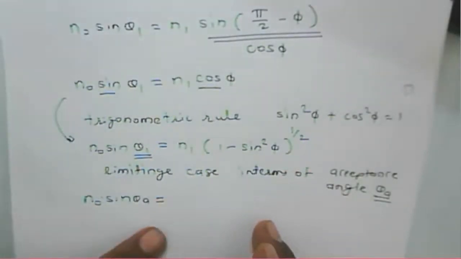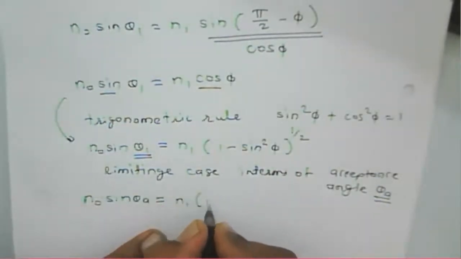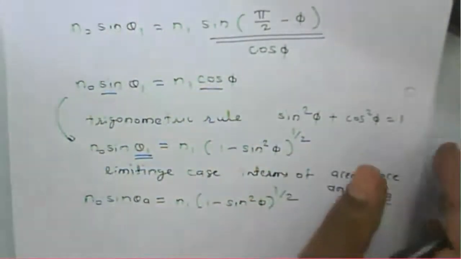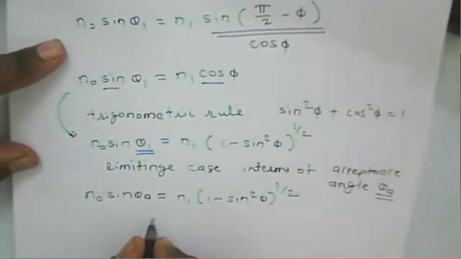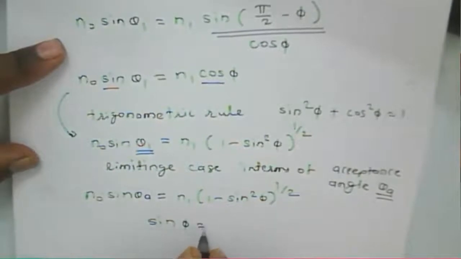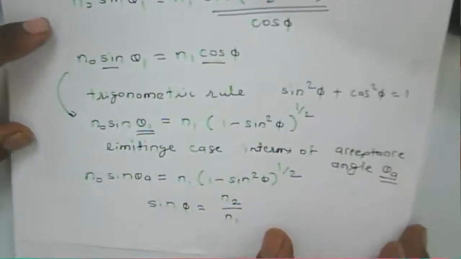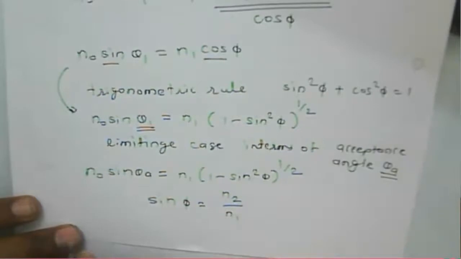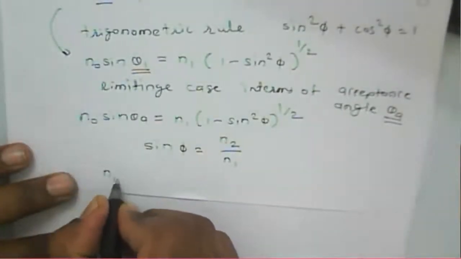So in that case, what can we write? We can write n0 sine of theta a, which is equal to n1 in bracket of (1 minus sine square phi) raised to 1 by 2.